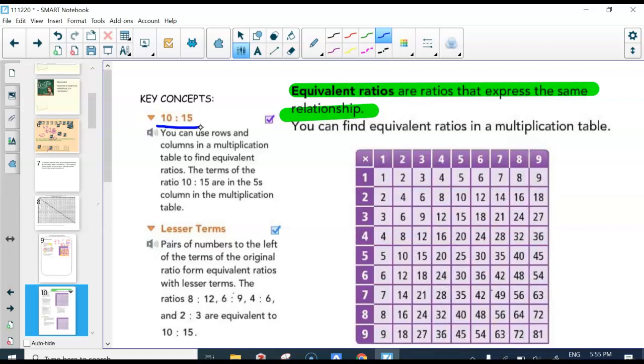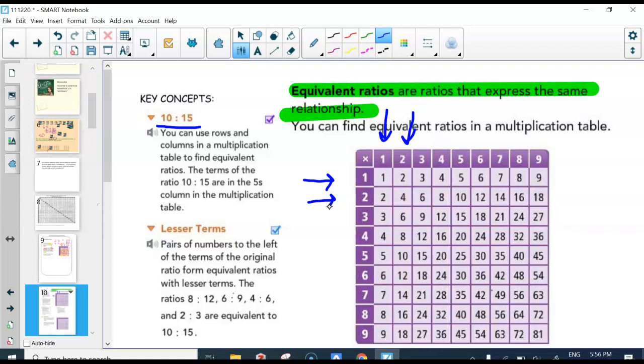Yo quiero encontrar 10 es a 15 en una columna, ¿ok? Esta dirección es una columna. Esta dirección, esta es una fila, ¿ok? Y yo puedo usar filas también, como tú puedes encontrar los dos números en una fila, pero por ahora vamos a hablar sobre las columnas, ¿ok?